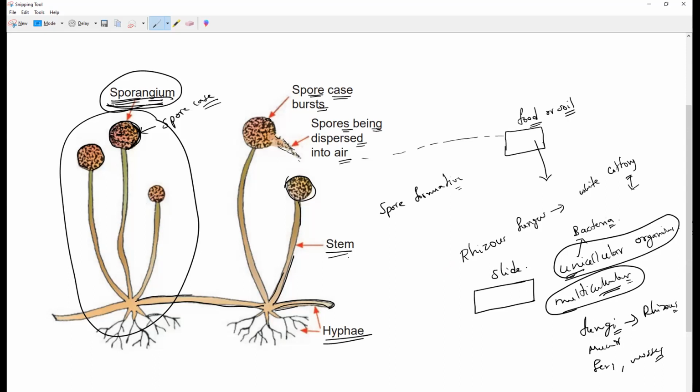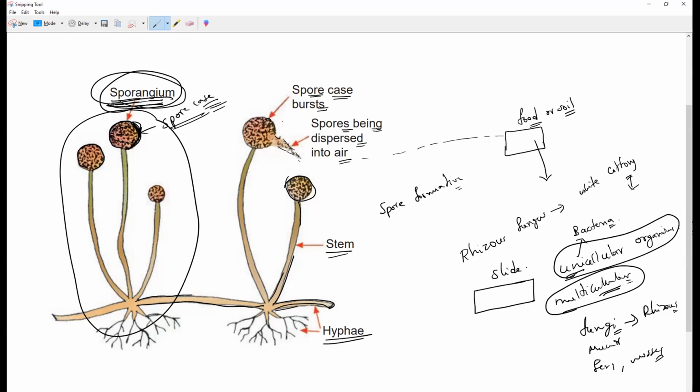Whenever the bread has suitable conditions, like a proper amount of moisture and proper temperature, the fungi present in the air will settle down and start growing on it. It will start forming hundreds of spore cells with the help of a protective layer called the spore case. These ball-like structures are what we call the sporangium.